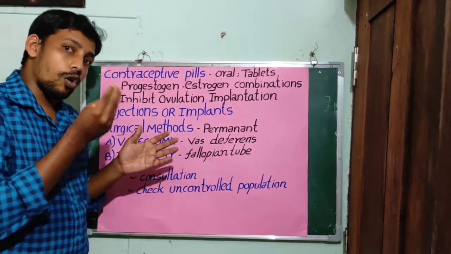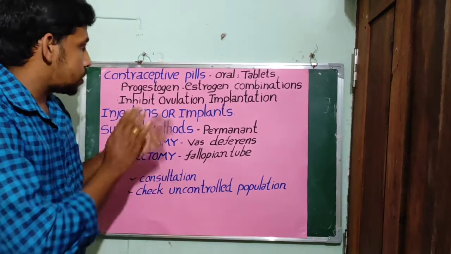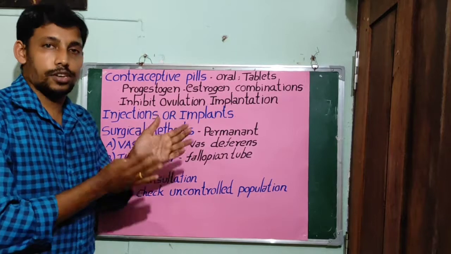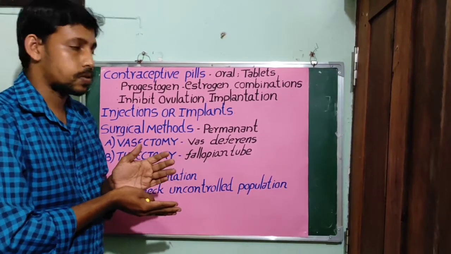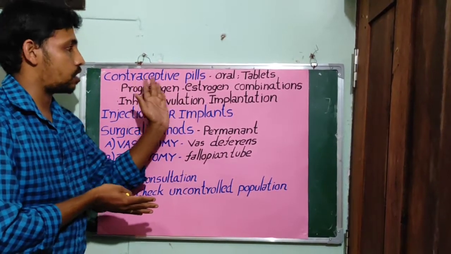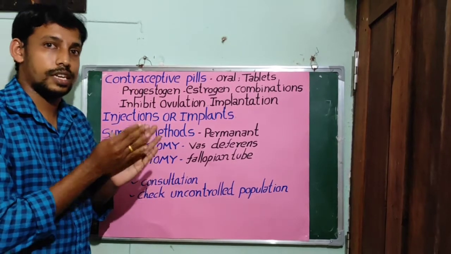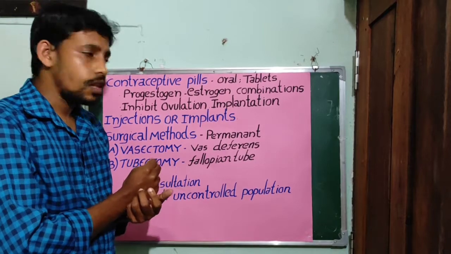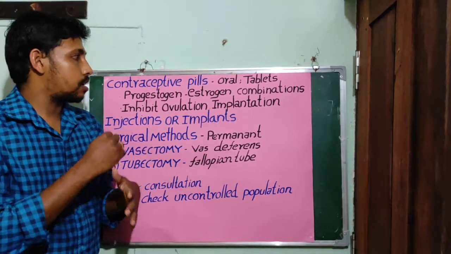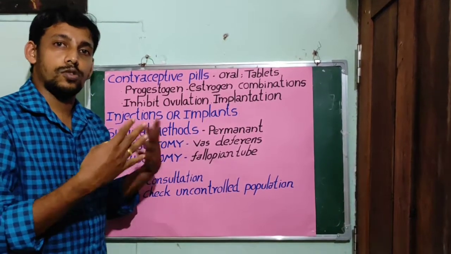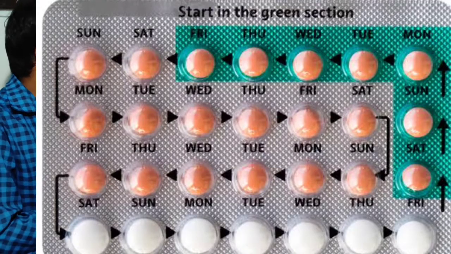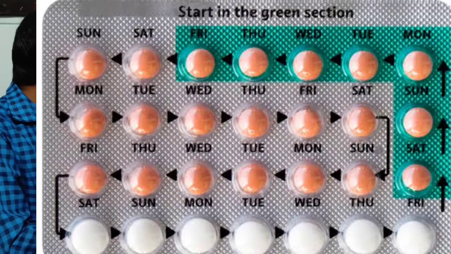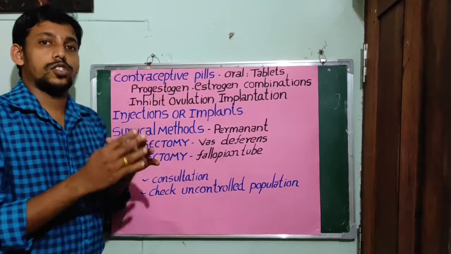It's taken orally, and its action is that it inhibits ovulation and implantation. So this is the action of this type of contraceptive pills. These are taken orally by the females, and they have to be taken for a period of 21 days, just after the 5th day of the menstrual cycle, for up to 21 days.